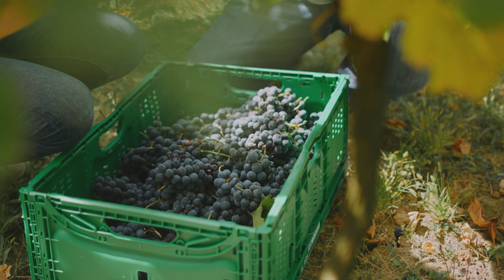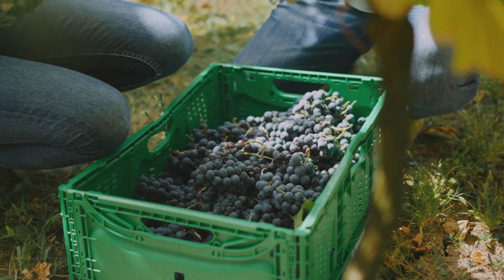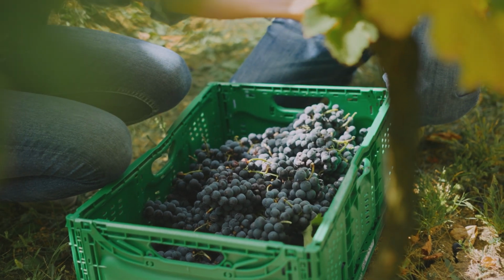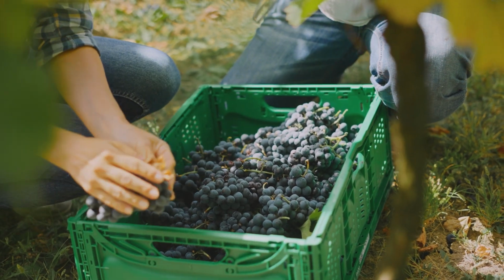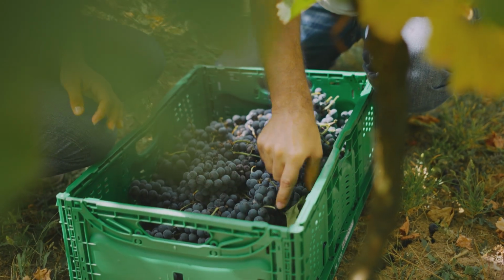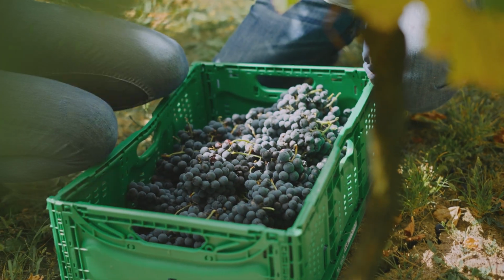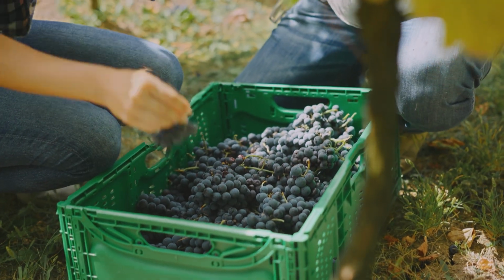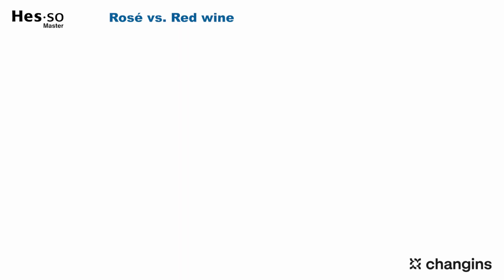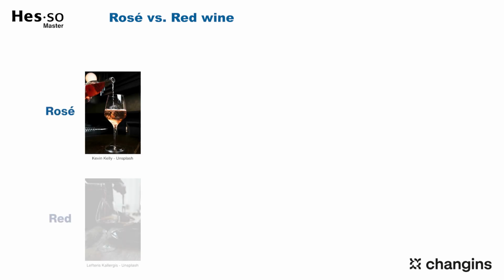As a result, harvest decisions involve finding the best compromise based on the desired wine style. For example, aromatic whites may be harvested earlier, while red wines often require advanced phenolic maturity. Let's take an example. We don't harvest at the same moment if our goal is to make a rosé wine or a red wine.